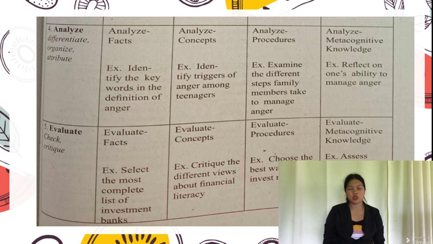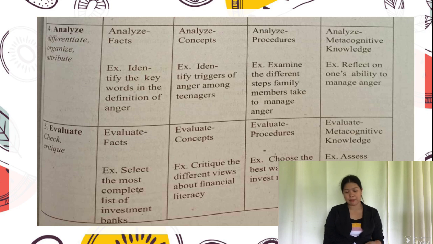So in the factual, they will analyze the facts. They will identify. Example here is identify the keywords in the definition of anger. So they will identify and differentiate or organize the definition of the anger. In the conceptual, they will analyze the concepts. They will identify triggers of anger among teenagers. In the procedural naman, they will analyze the procedures.